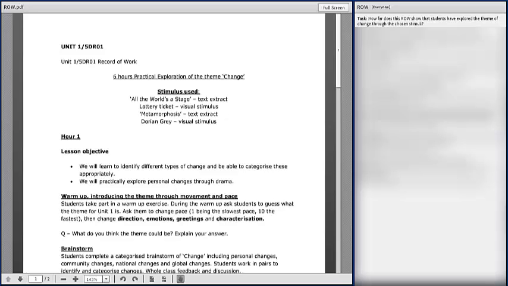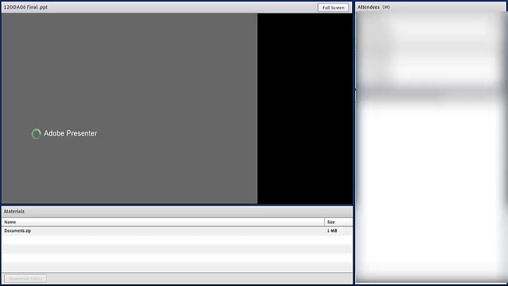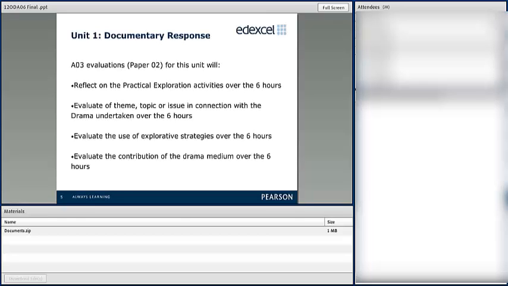Okay, so having had a look at your record of work, your moderator then moves on to look at the documentary responses. And just to consider, who wouldn't mind taking me back to the PowerPoint, Nikki, what is required for that paper? And we've talked a little bit about this, haven't we, about the difference between exploration and about evaluation.